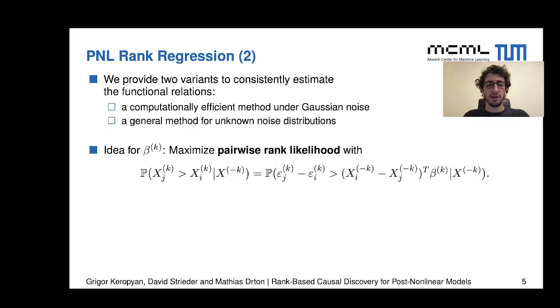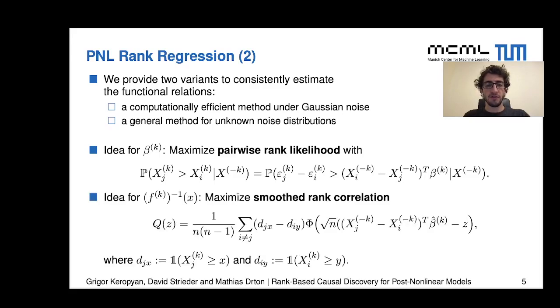In the first case, the linear transformation beta_k and nonlinear transformation f_k can be learned in a computationally efficient way based on ranks. In the general case with unknown noise distribution, we use smoothing to estimate the parameters. After estimating the linear transformation beta_k based on the rank likelihoods, we use the following smoothed rank correlation objective function to estimate the increasing function f_k.